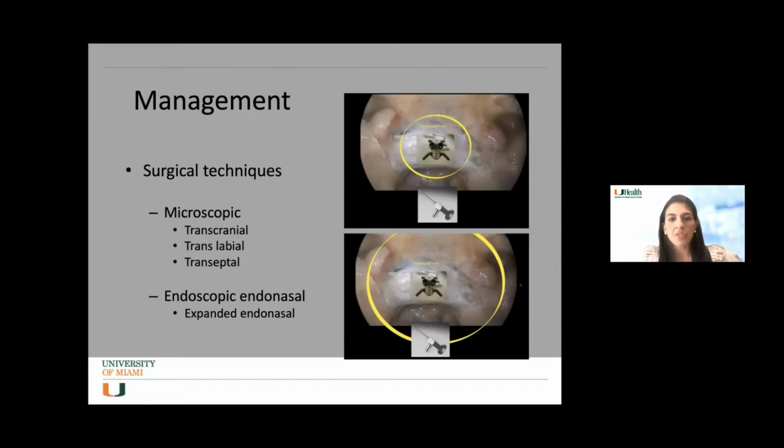And in terms of surgical techniques, back in the old days we used to do these via a microscopic approach, either transcranially or transsphenoidal through sublabial, transseptal, but it's still a microscopic technique. And you can see here on the right-hand side the limitations of your view with the microscope. Whereas what we use now is mostly the endoscopic endonasal technique. You can see your field of view is just much larger, you get much better lighting, and you get a lot closer to the structures of the sella and the pituitary gland.